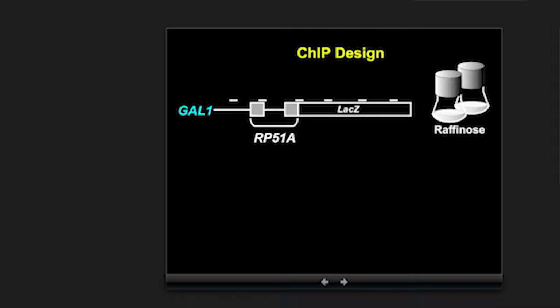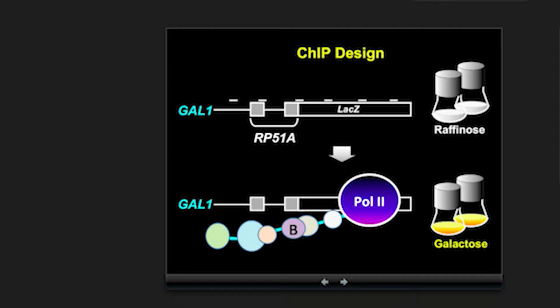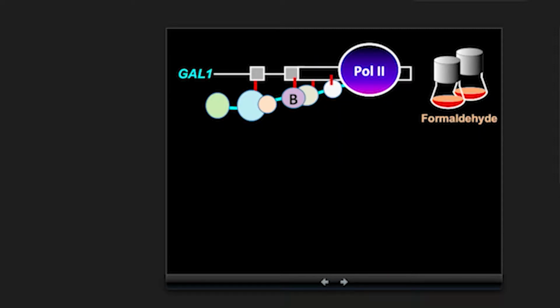When you grow the cell in raffinose, there's no turn-on of the gene. But when you switch the culture to galactose, that turns on the transcription. RNA polymerase starts transcription, and RNA gets synthesized. So we were asking: if transcription and splicing happen at the same time, the splicing factor would already be bound to the RNA. Then we would anticipate that when we do the ChIP assay and cross-link the protein, this splicing factor will get cross-linked very close to the intron.